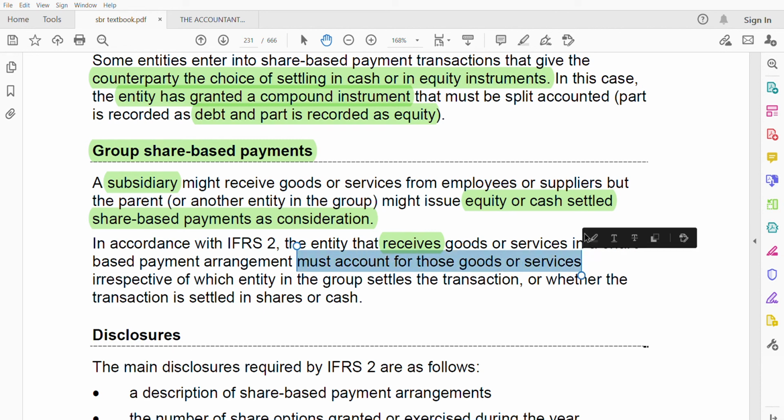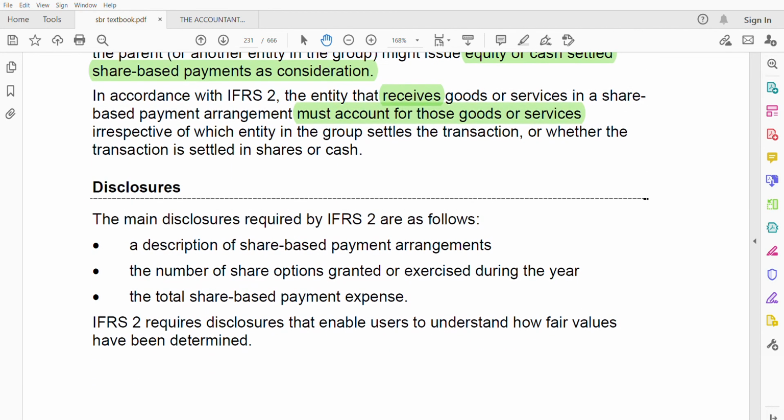In this case, it is the subsidiary who is receiving goods and services, but the parent is settling in equity or cash. But IFRS 2 says it does not matter who settles it, the one who is receiving should account for those goods and services, whether the transaction is settled in cash or shares. So it is the subsidiary who should account for this because he is receiving goods or services. Now let us go to the disclosure.